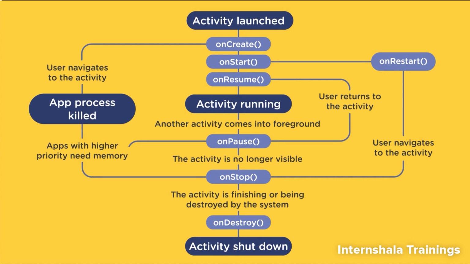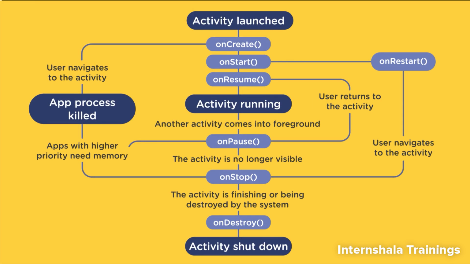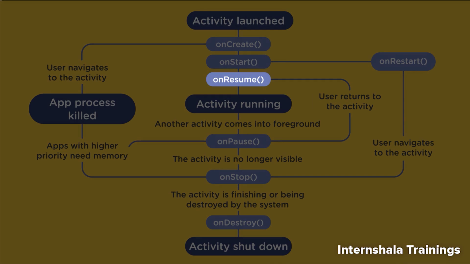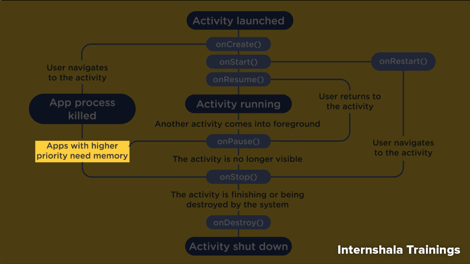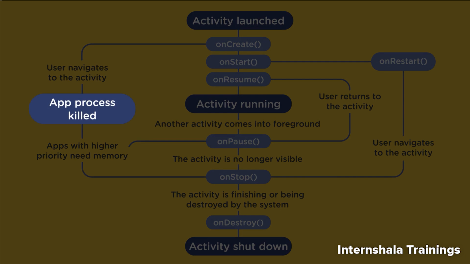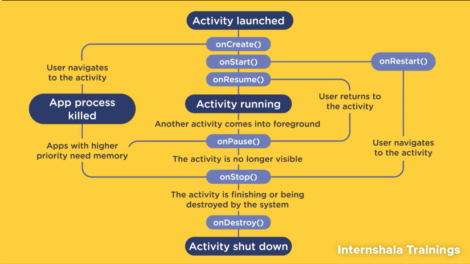Similarly, when the activity is in the paused state and the user navigates to the activity again, the activity resumes for interaction and the onResume method is called. But again, sometimes the system may need to free up the memory for other important apps. And in this case, the activity is destroyed, and if the user navigates to the activity again, the onCreate method will be called again. This is the usual behavior of the activity lifecycle. I hope you have a better understanding of it now.